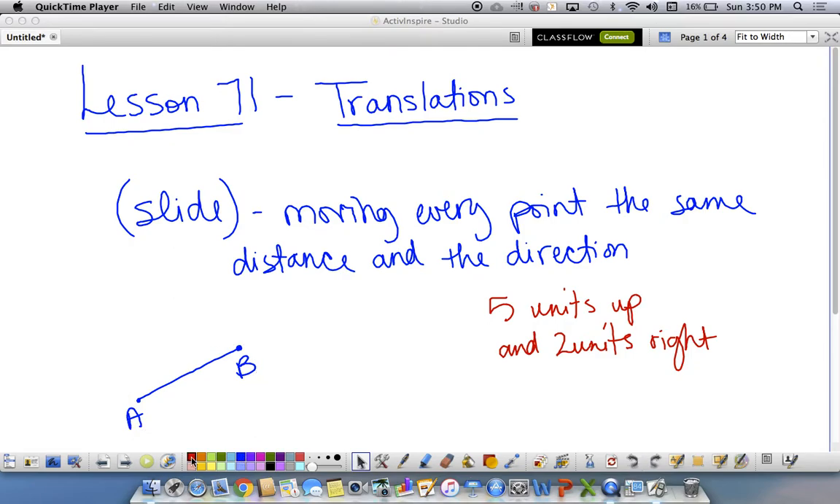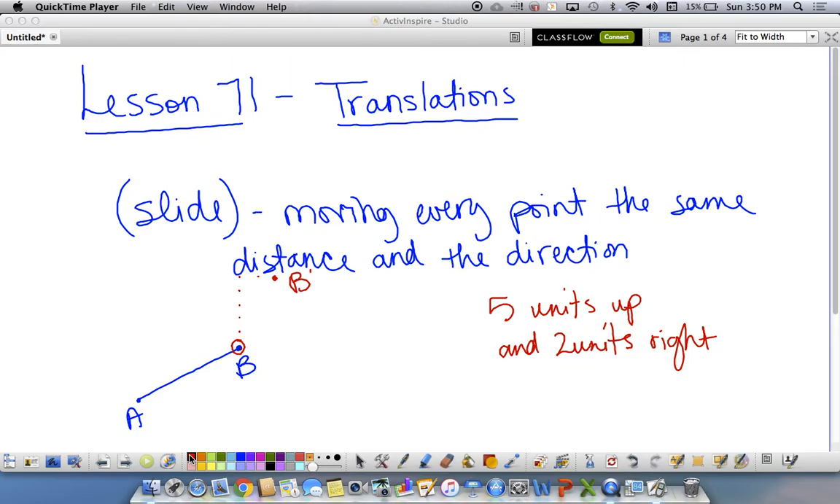All right, so I'm going to take each point. So I might start with B. It would be helpful if I was on a pen. I'm going to start with B. And again, this is not real precise right now, but I would take each point and I'll go up 1, 2, 3, 4, 5 units up and 2 units to the right. So that would be B prime.